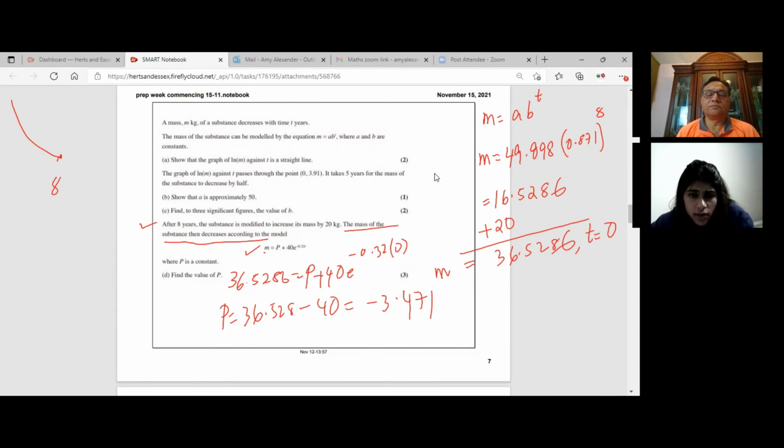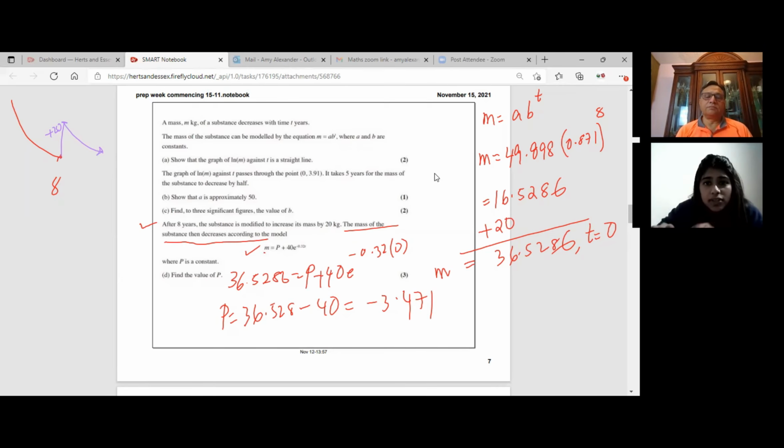The hard part I didn't really get was, after we found the modified one, you have to start a new series. So make it T equals 0. At this time, we added 20 kg. Do you see that plus 20? And then it starts decreasing again. You see that part? I see. I was trying to do it from the same one.